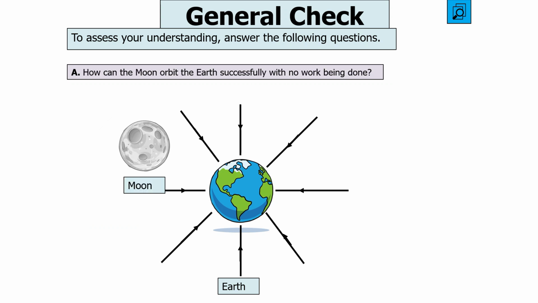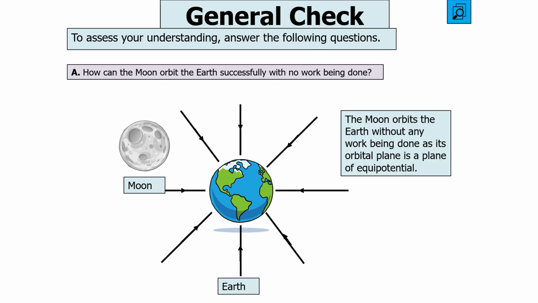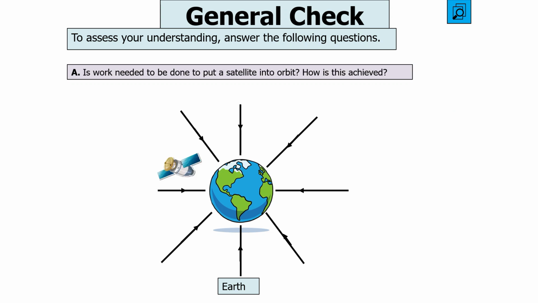How can the Moon orbit the Earth successfully with no work being done? The Moon orbits the Earth without any work being done as it's in an orbital plane, which is a plane of equipotential.